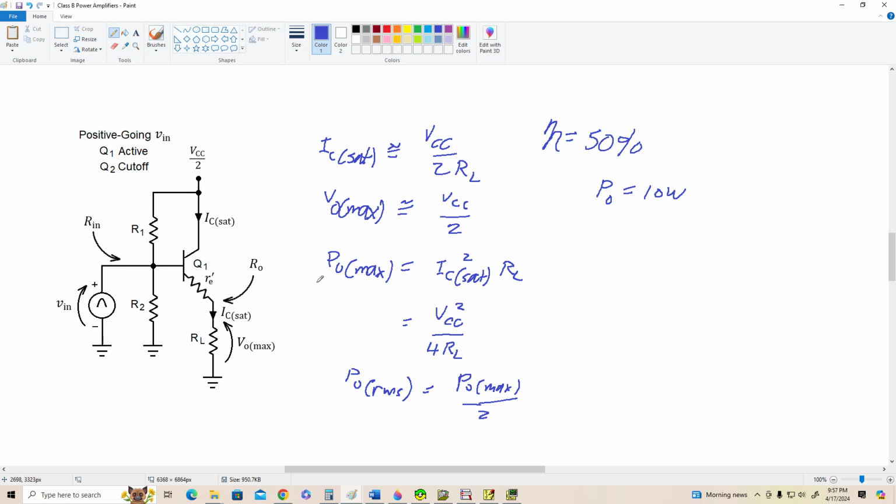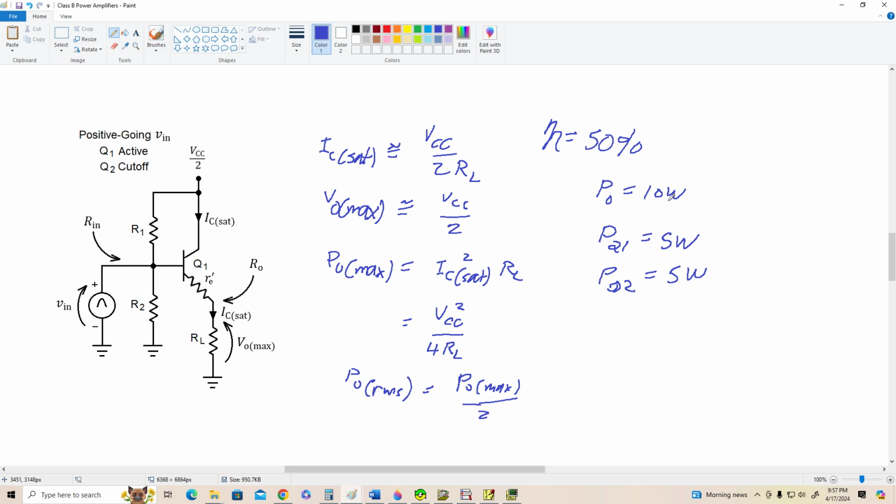10 watts to the load, 10 watts from the amplifier. But remember, the work the amplifier is doing is split between two transistors, Q1 and Q2. It's not shown here. So each transistor is doing half of the work. So PD for Q1, let's just call it PQ1, is equal to 5 watts. And power for Q2 is also equal to 5 watts. They total up to 10 watts because we've got 50% efficiency.